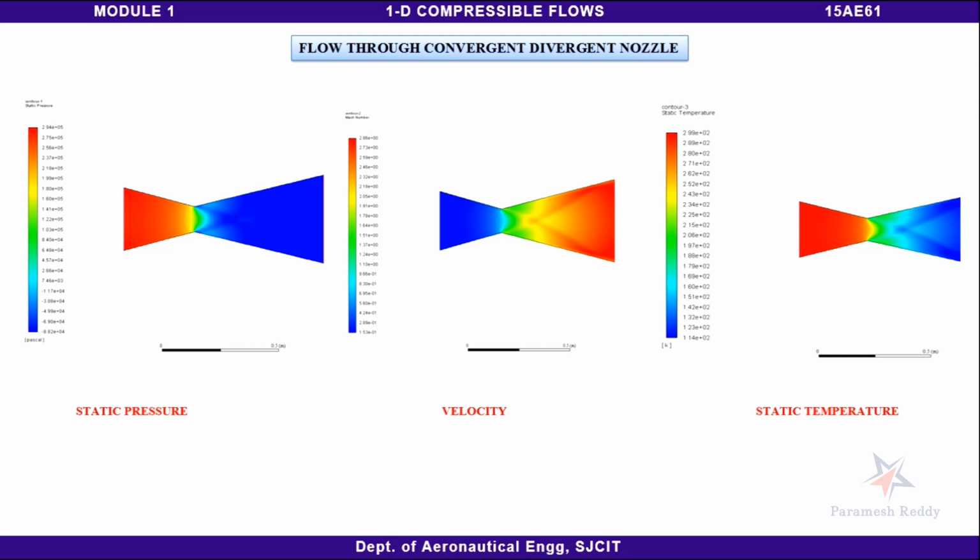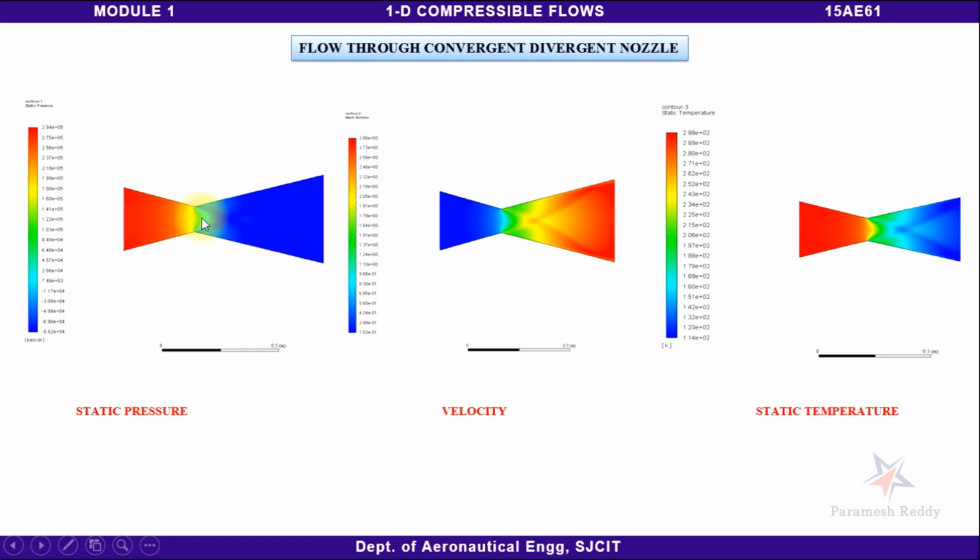In order to increase the velocity of the flow from subsonic speeds to supersonic speeds, we need a convergent divergent nozzle. So even though our inlet Mach number is less than 1, our exit velocity, the supersonic velocity, will be greater than 1. For this purpose we are using the convergent divergent nozzle. So you can clearly observe what is happening to the static pressure.